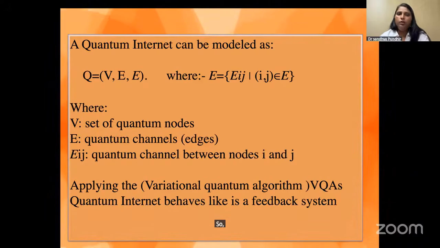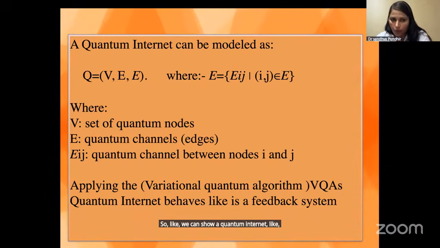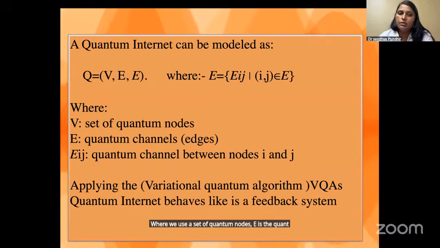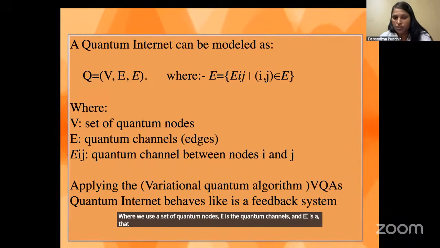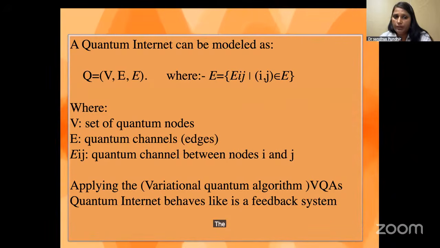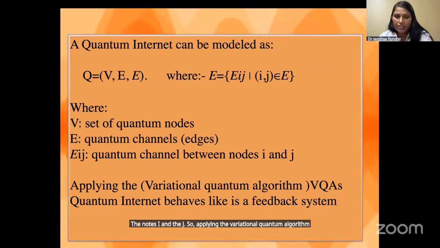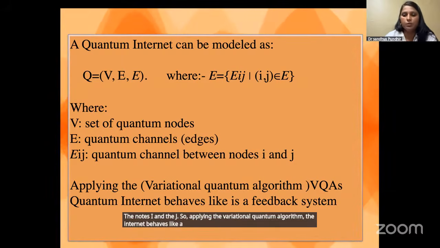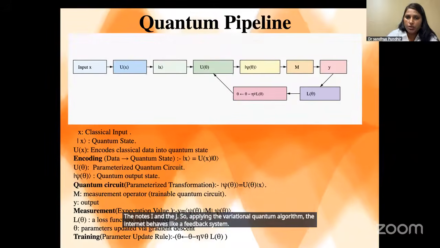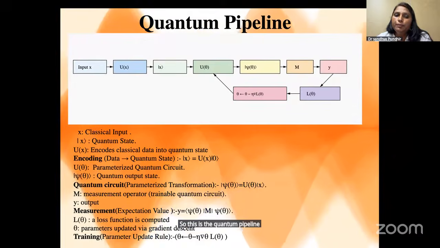We can show a quantum internet in a mathematical way, where V is a set of quantum nodes, E is the set of quantum channels, and E_ij is the quantum channel between nodes i and j. Applying the variational quantum algorithm, the internet behaves like a feedback system. So this is the quantum pipeline that is applied.